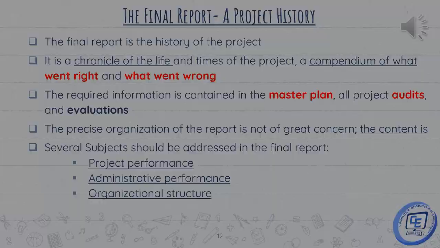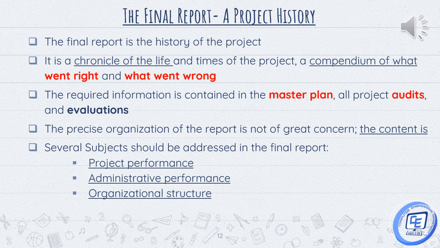Now let's see the final report, also known as a project history. So what all should it contain? 1. A serial written record of the entire project's life, including what's right and what's wrong. Okay? That is, what mistakes you made, and you have to learn from those mistakes. Second, it should contain the master plan, audits, and all sorts of evaluations.